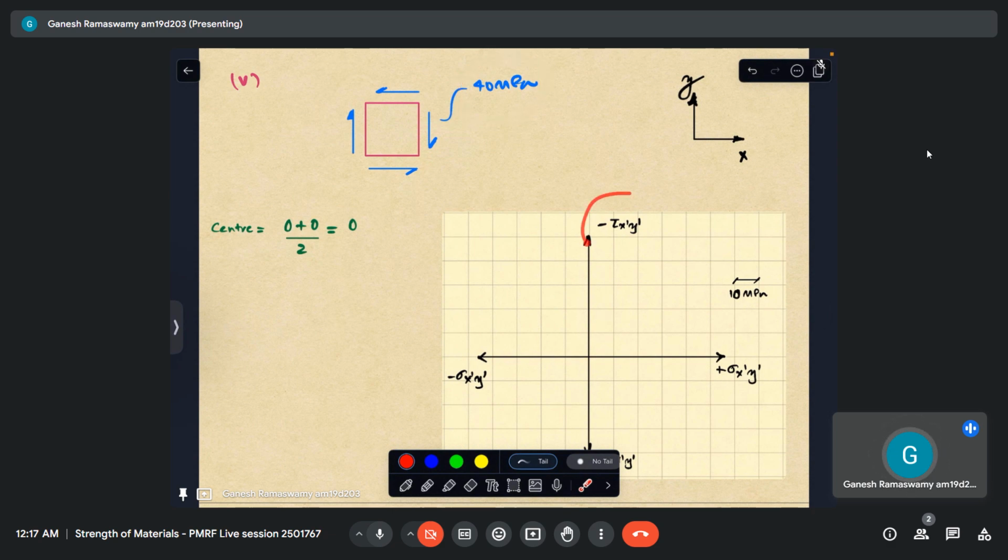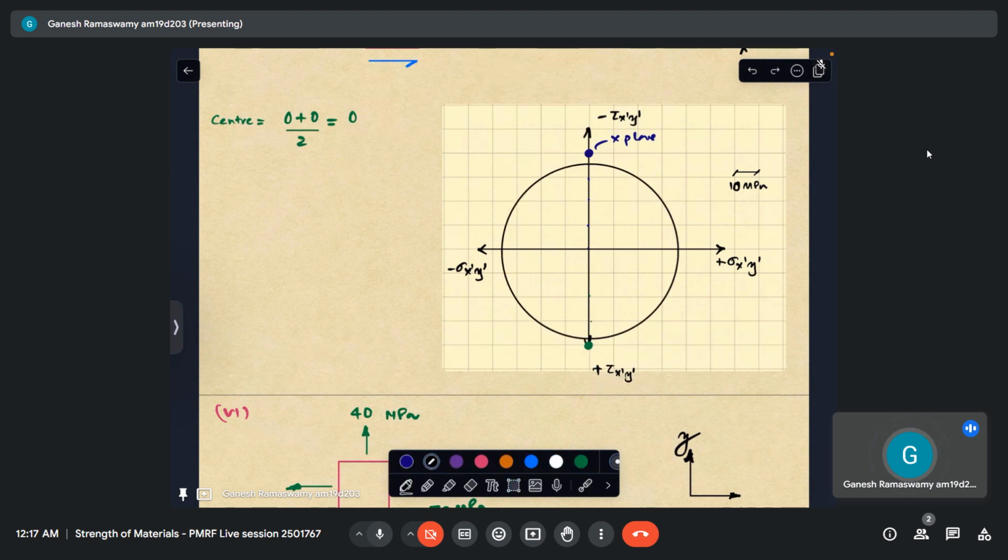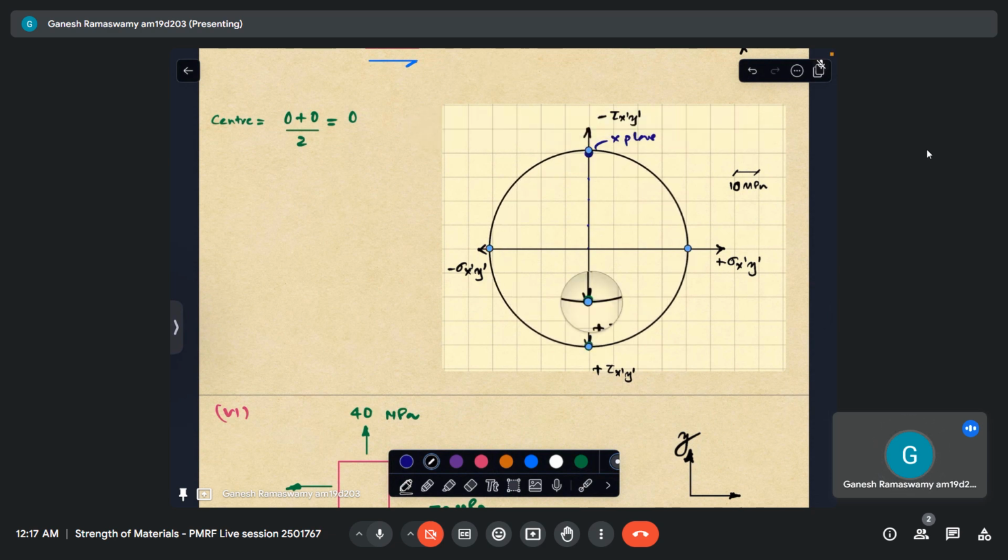Negative, as we can see clearly, has to be plotted upwards consistently. That is what we have been doing. So this is minus 40. So this is 10, 20, 30, and 40. So this is my x plane. Similarly, y plane is diametrically opposite 10, 20, 30, 40. I'll just move this a little bit here. So this is my Mohr circle for this problem. Passes through these 2 points.